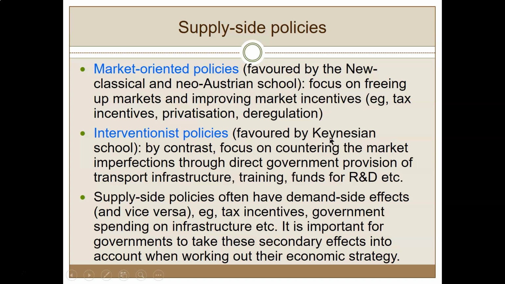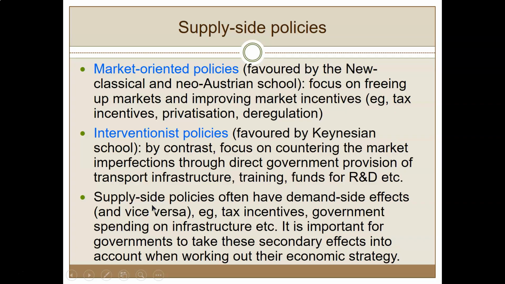These measures, according to the New Classical school of economic thought, should lead to an increase in potential output. On the other hand, the Keynesian school advocates direct interventionist policies. In other words, they focus on direct government provision of transport infrastructure, training, funds for research and development, and so on. So the Keynesian school advocates a bigger government in society. They suggest that taxes should be high in order to stimulate higher government expenditure. They suggest increasing taxes and government expenditure at the same time, because they believe that government will know better how to spend money and where to direct it.